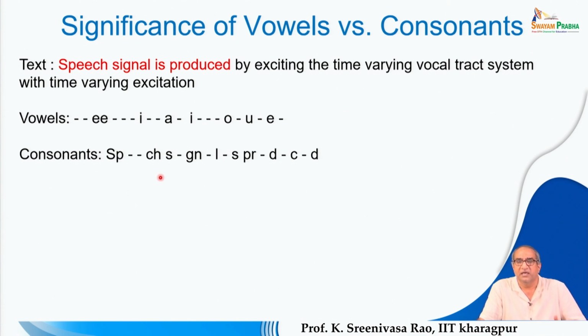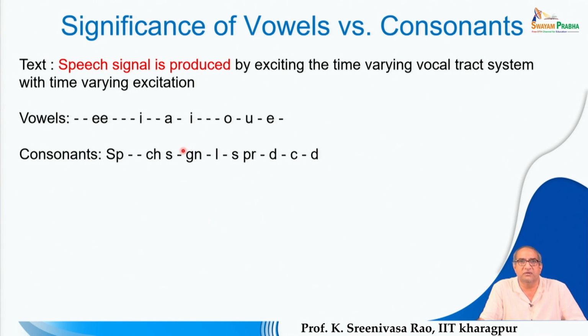But if you want to perform speech recognition, either by machine or by human perception, vowels seem to be important, because vowels are produced due to voice excitation, and you can clearly see the periodic structure in the time domain signal. Even in the spectrograms you can observe a steady spectral pattern, or a steady formant structure, clearly in the vowels.